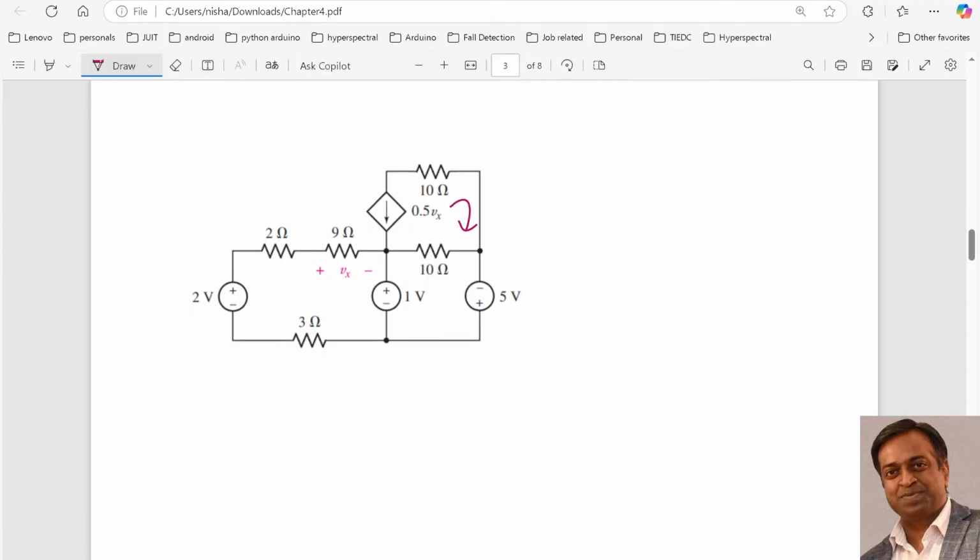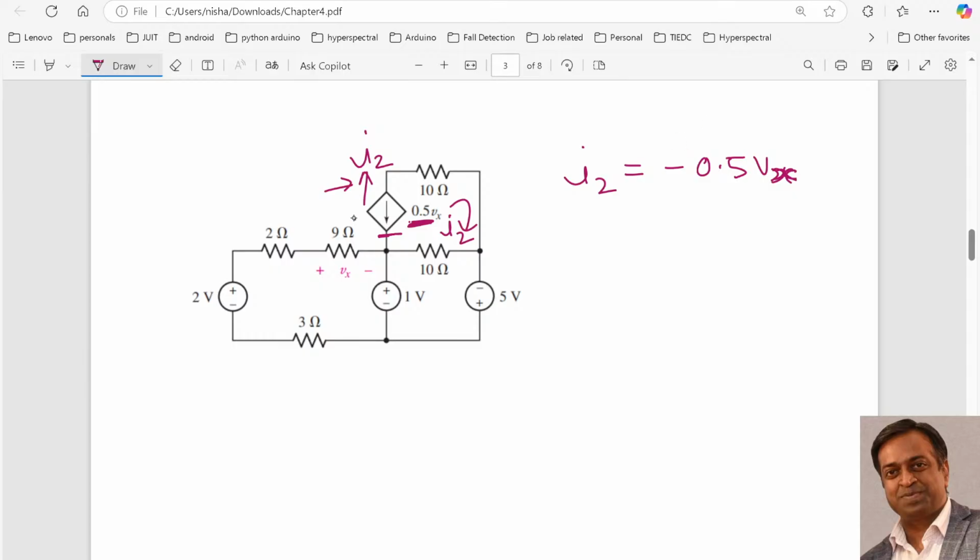So this is I2, right, and you can see that we have this dependent current source, and the direction of our I2 is in this direction, which is opposite to the direction of this dependent current source. So in this particular loop the only current is I2, so we can write I2 is equal to minus 0.5 Vx, because 0.5 Vx is the current that is flowing through this dependent source, and since the direction of the dependent current source is opposite to I2, I put a minus sign over here, right?